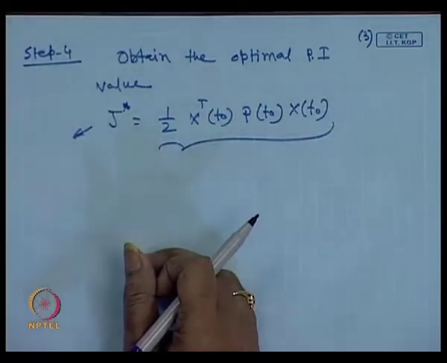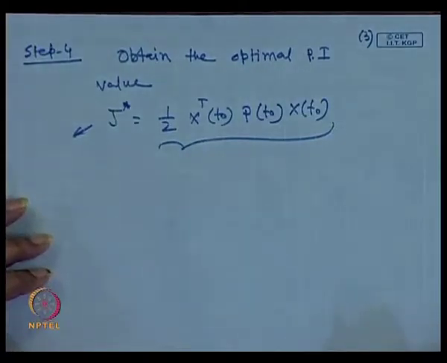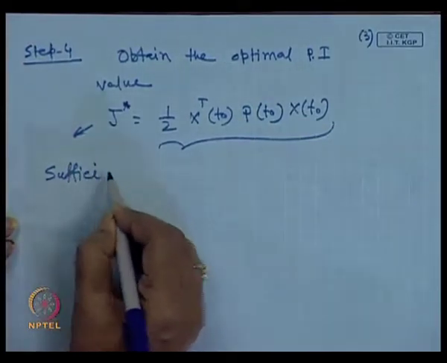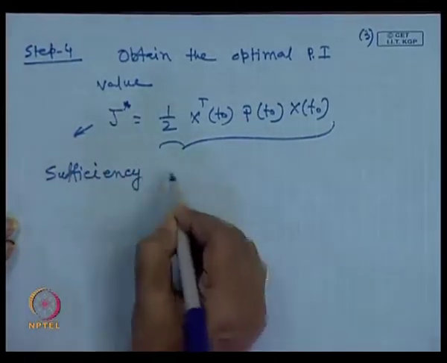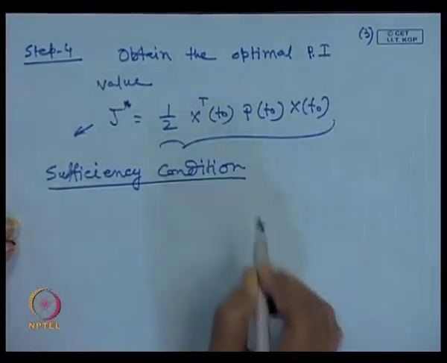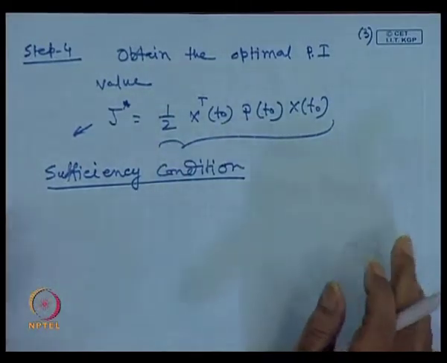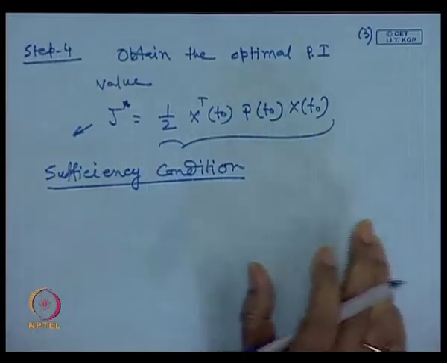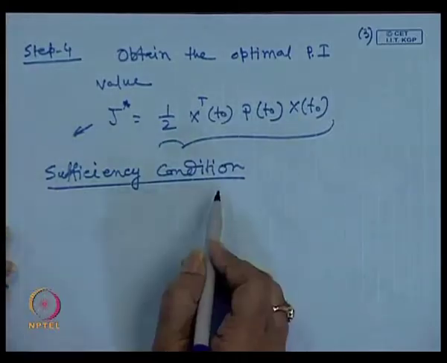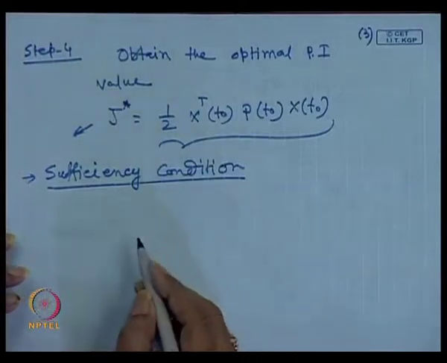Now, we will see the sufficiency condition to get the nature of optimality. Sufficiency condition for the optimality, to check the optimality, means whether the objective function is optimized in the sense of being maximized or minimized. To check that, this sufficient condition you have to consider. We check the sufficient condition.